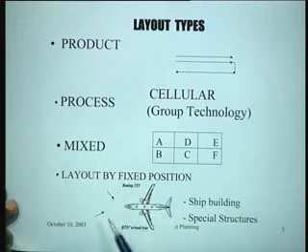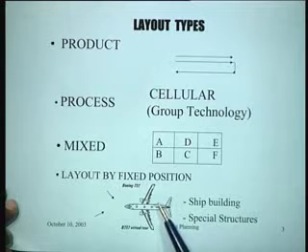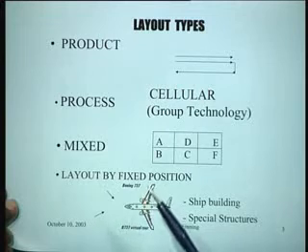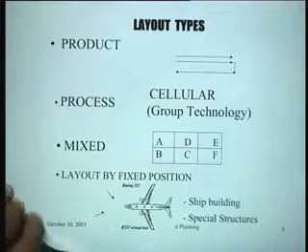So there is really not much to choose as far as the layout is concerned. This is governed by the shape of the product itself. If you are building a ship, the shape of the ship itself will dictate the layout, and machines will come, do the welding operations or the riveting operations and go back, and then somebody else will do the painting and so on. So this is what it is.